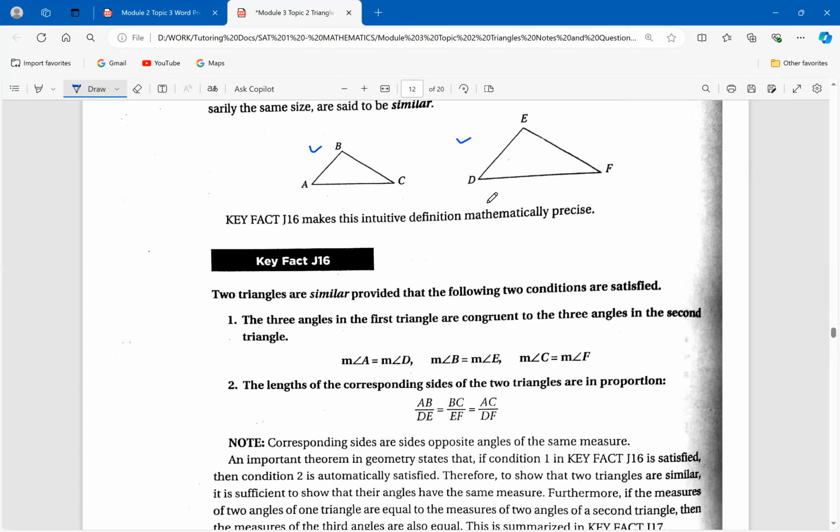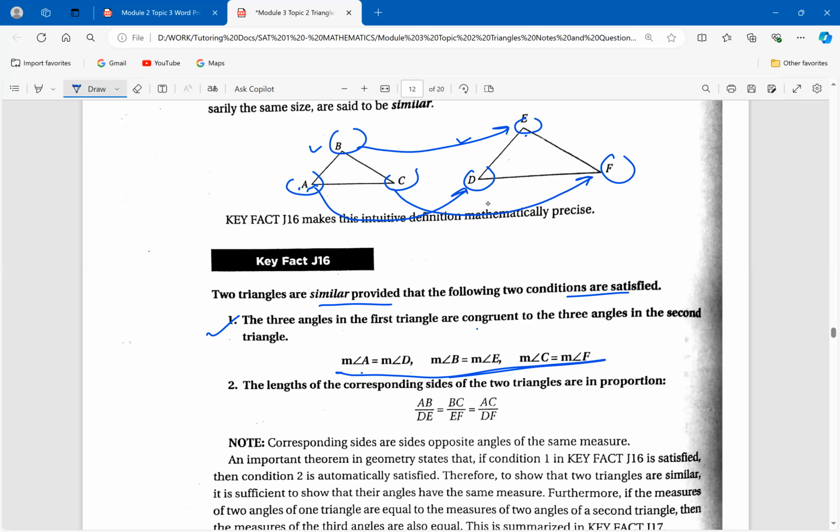You need to have these two conditions satisfied for similar triangles. Number one, the three angles in the first triangle are congruent to the three angles in the second triangle. For example, angle A must correspond to one particular angle in the other triangle. If A equals D, A and D are congruent, B and E are congruent, C and F are congruent. You see, angles have to be congruent. All of these angles are congruent.